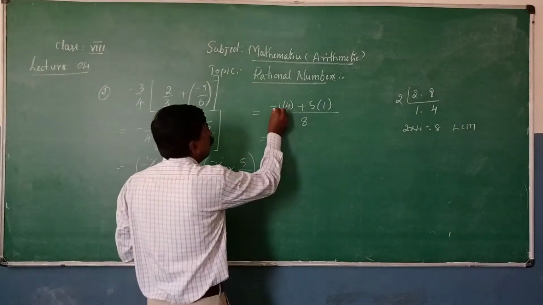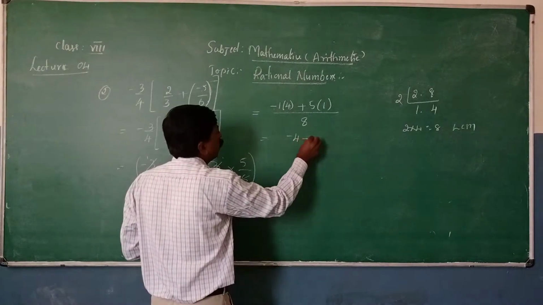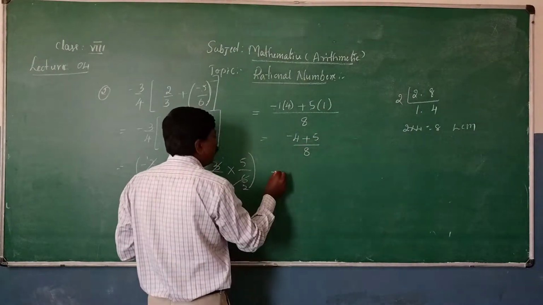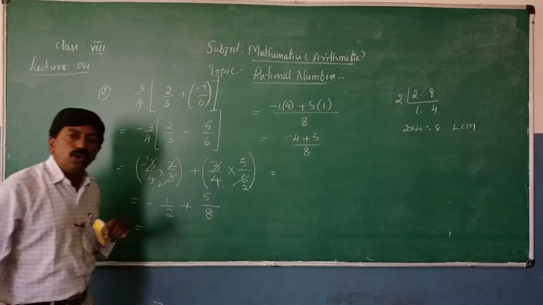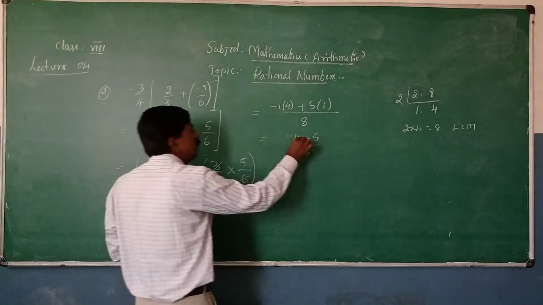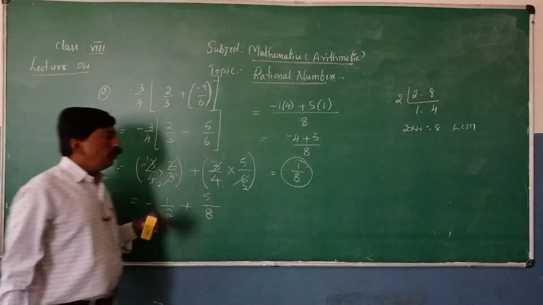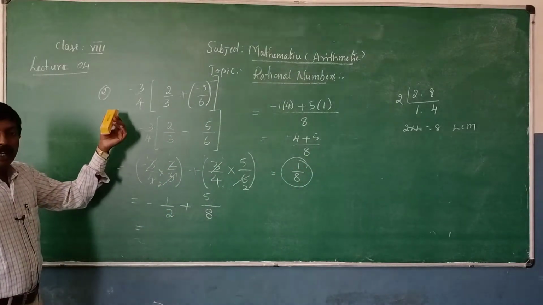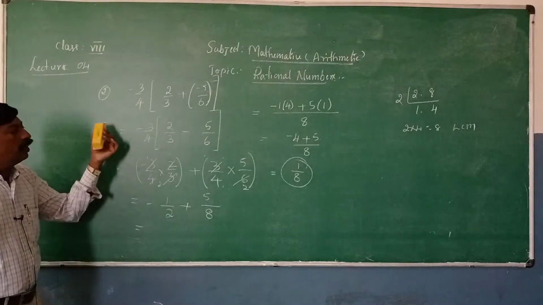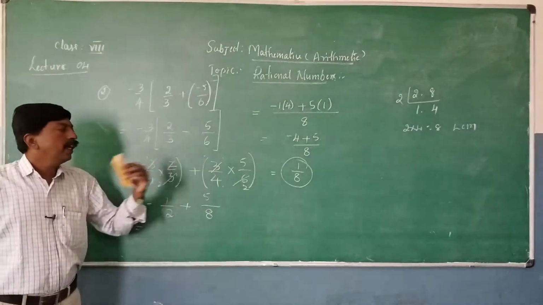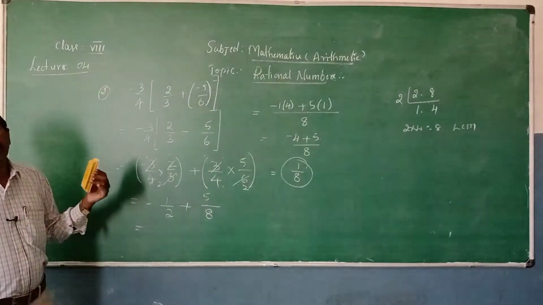Now which is equal to minus 4 1s are 4 plus 5 1s are 5 divided by 8, which is nothing but minus 4 plus 5. The difference of these two is 1 by 8. So you can simplify the given fraction with the help of this distributive property. Like this, you will get 1 by 8.